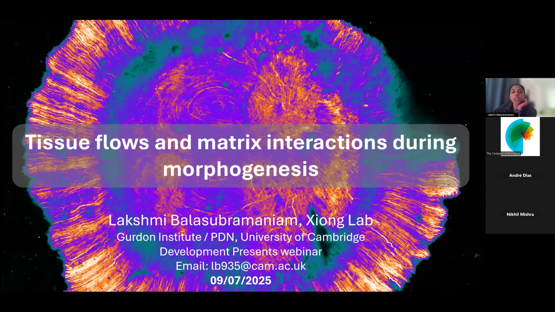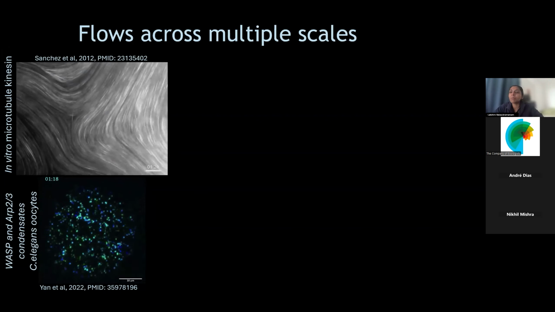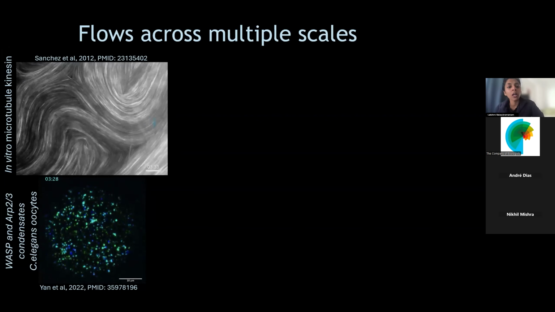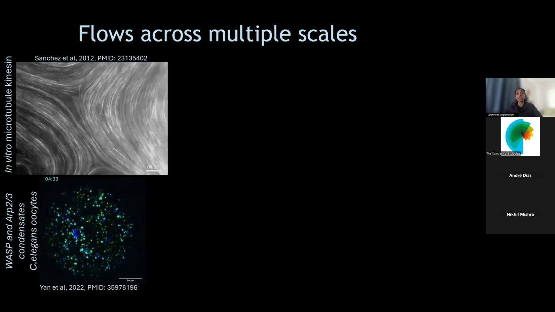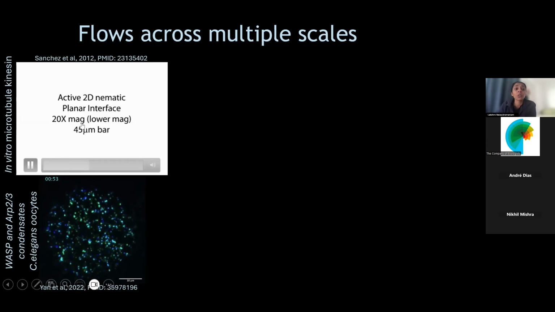So, I want to talk to you a little bit about something I've been working on during my postdoc, and I've slightly changed the title to tissue flows and matrix interactions during morphogenesis. The reason I titled it this way is I've generally been interested in flows across multiple scales. And what I mean by flows are flows which could be just proteins which flow within an organism or an in vitro system. So here are two examples.